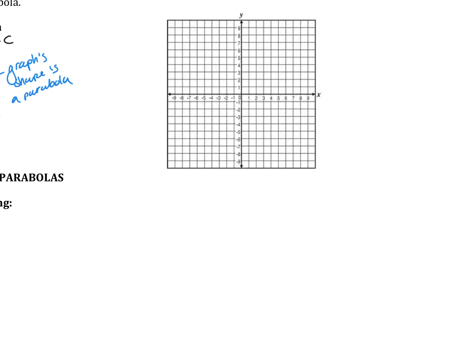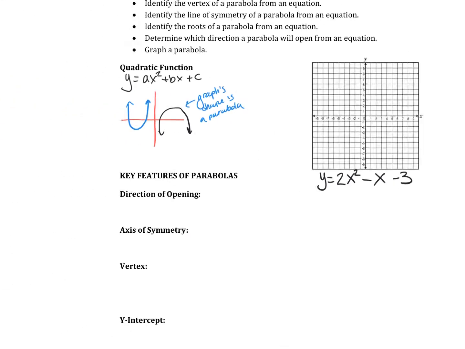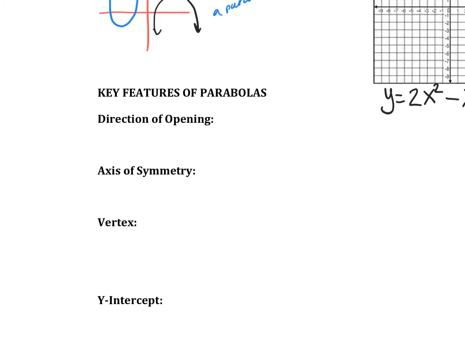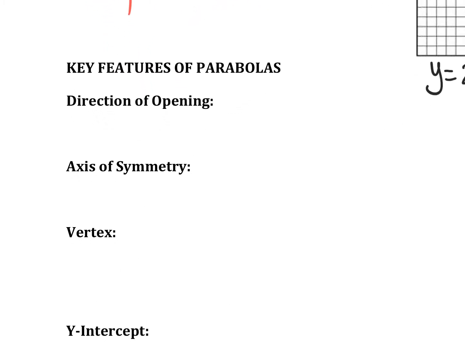So I'm going to use the equation y equals 2x squared minus x minus 3 as an example. As we go through and define these, we'll find these features with this example here. So the first feature of a parabola is direction of opening, just which way it's opening. Basically that just means which way the arrows are pointing.